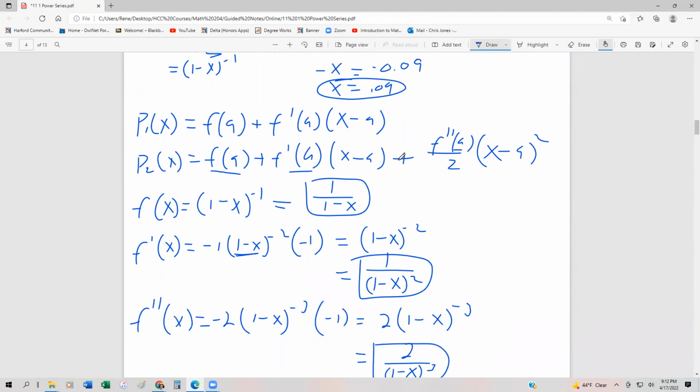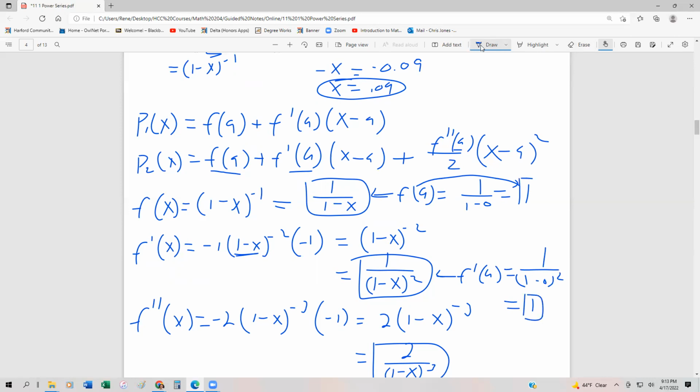Okay, so if we substitute 0 back in, that's 1 over 1 minus 0, which is 1. So that's our f at a, which is f at 0, since a is equal to 0. So f at a is 1. This is going to be f prime at a, and remember a is 0, so that's 1 over (1 minus 0) squared, which is 1. Okay, so let's hold on to these.